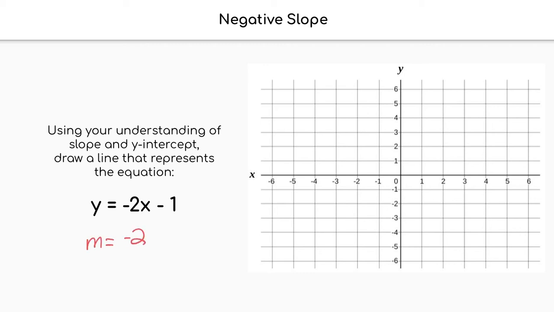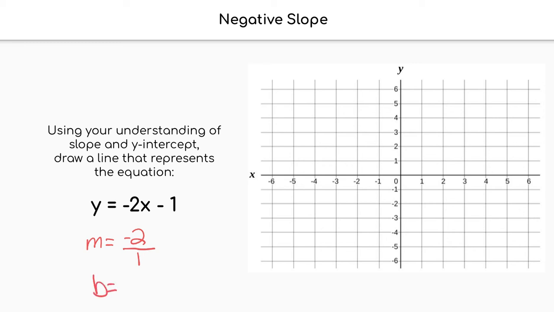Now, I like to write it as a fraction. So instead of just -2, I'm going to write it as -2 over 1. And anytime I have a whole number, it always has a denominator of 1 because it keeps the value. -2 divided by 1 is -2. So I like to write it as a fraction. This way I can see I have a rise over a run, or since it's negative, a fall over a run. And now I want to take a look at my y-intercept.